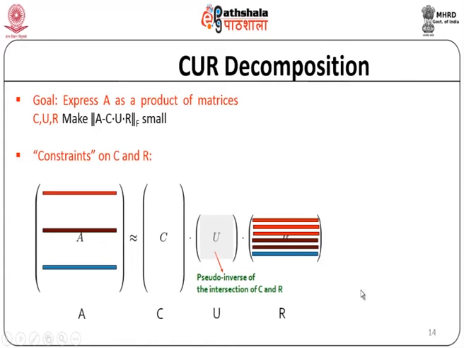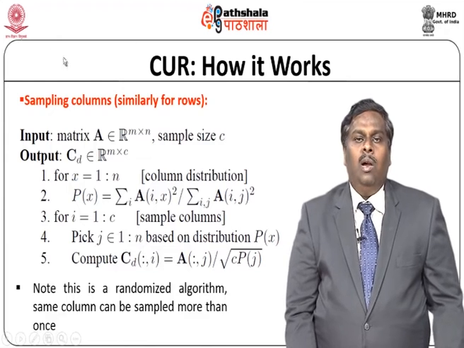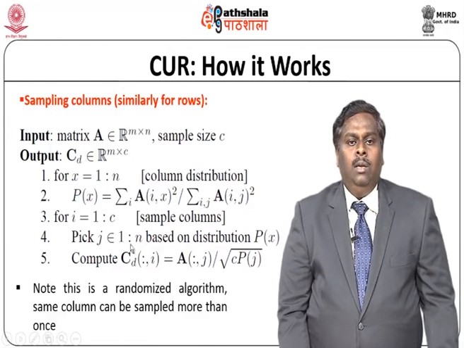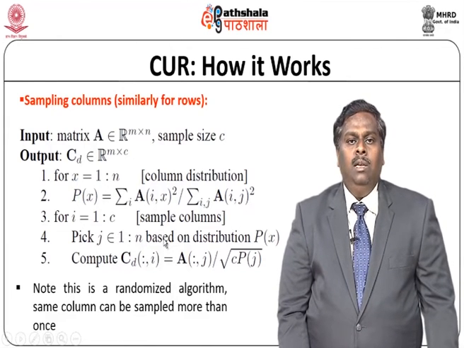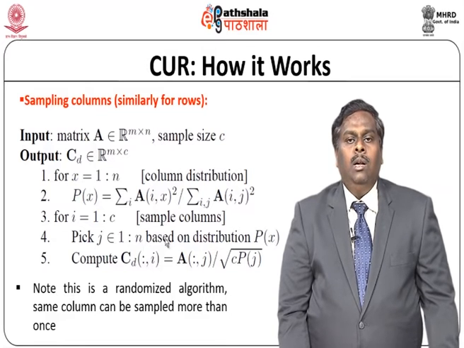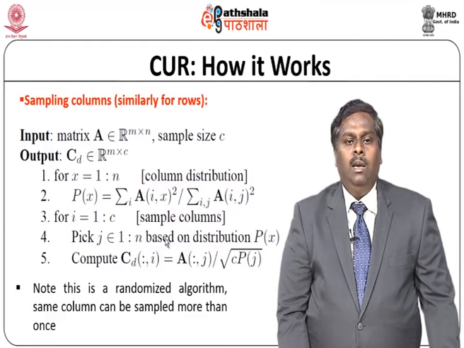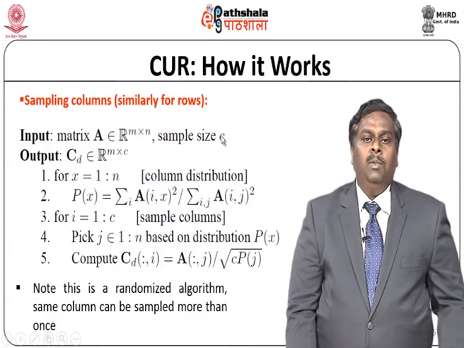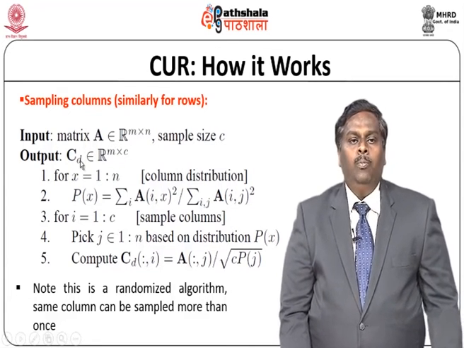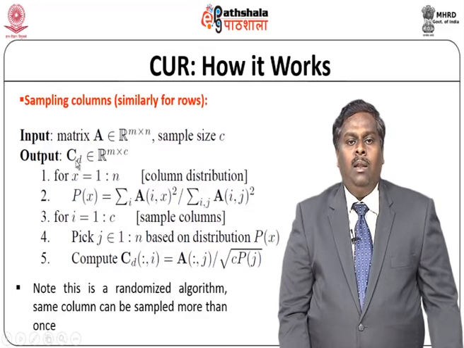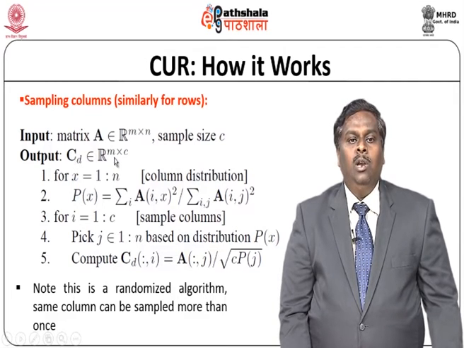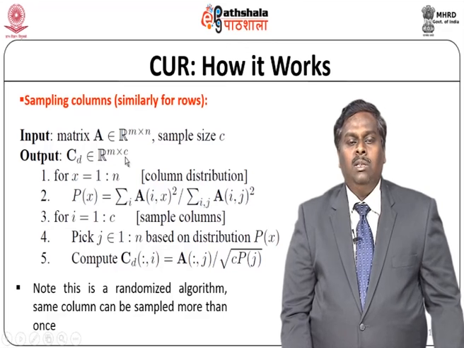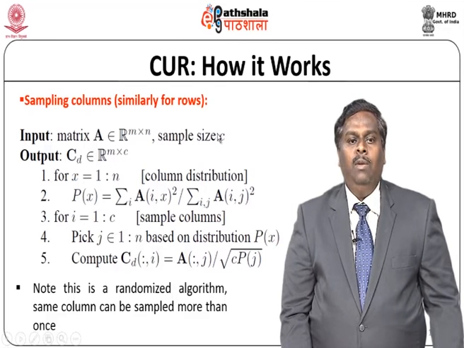Now, let us understand how this CUR matrix may be derived using an algorithm. The algorithm shown here is used for deriving the C, U and R matrices. Initially, you need to select the data and represent it in the form of matrix A, and assume the size of the matrix is m by n, and the sample size is c. Now, the output is going to be a matrix called C, whose dimension is going to be m by c. Here c is the size of the sample that we require.